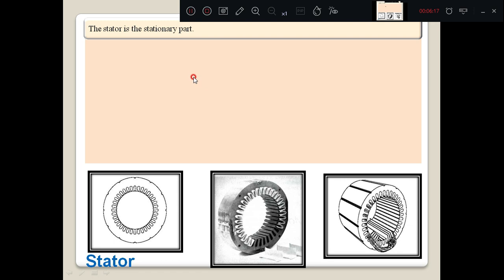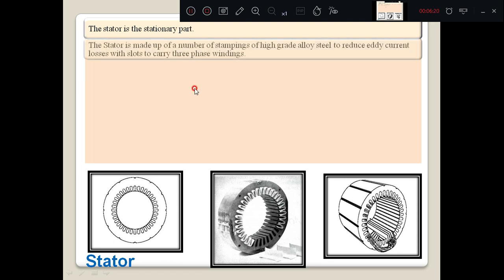The stator is the stationary part. The stator is made up of a number of stampings. I told you it is made up of stampings of high grade alloy steel to reduce eddy current losses, with slots to carry the three-phase winding. These slots are made to accommodate the conductors. These conductors are connected for three-phase winding.